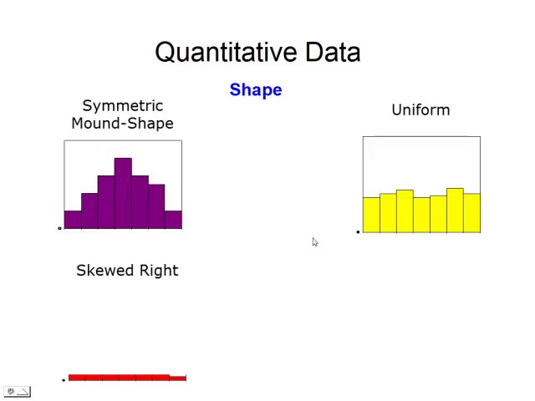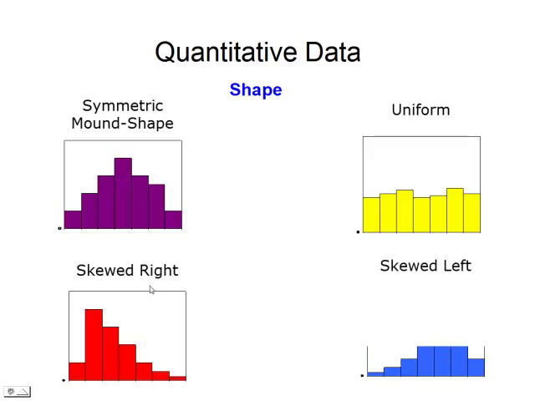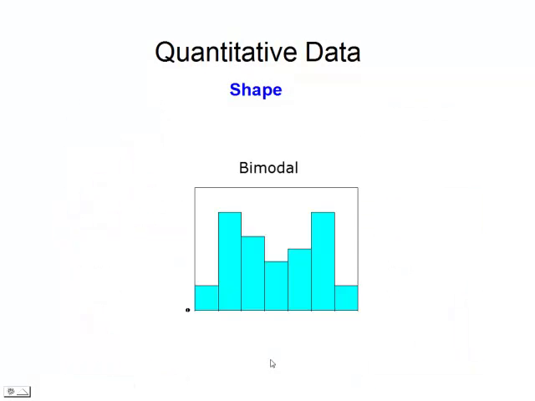We have skewed right. In this case, it looks like on the right side, it becomes skinnier and skinnier. So I always think of this as skinny right. Skewed left would be the opposite, where it's skinny on the left side. And then we have bimodal. Bimodal is where we have 2 peaks, basically, in our histogram.